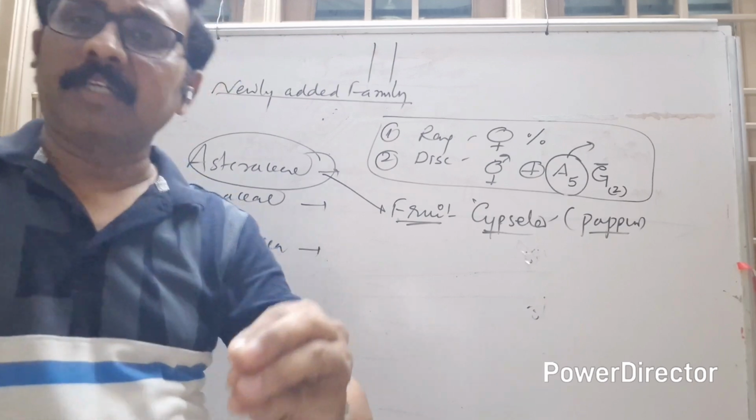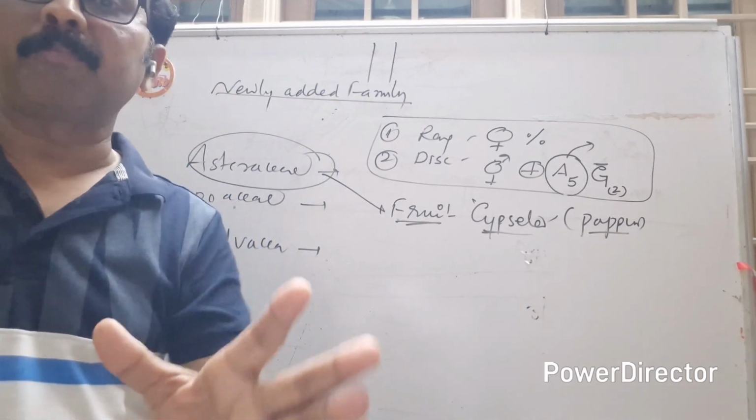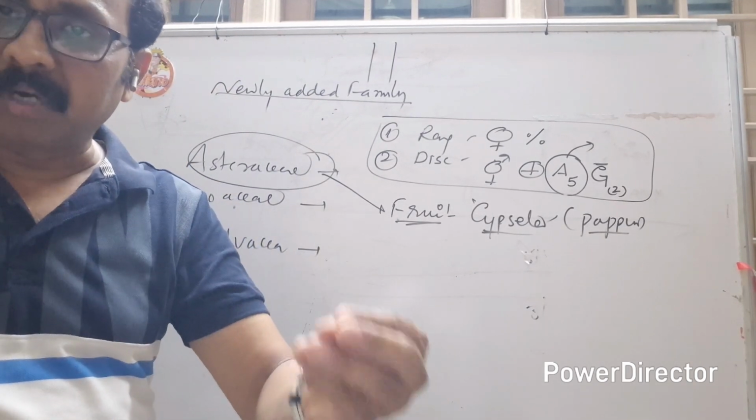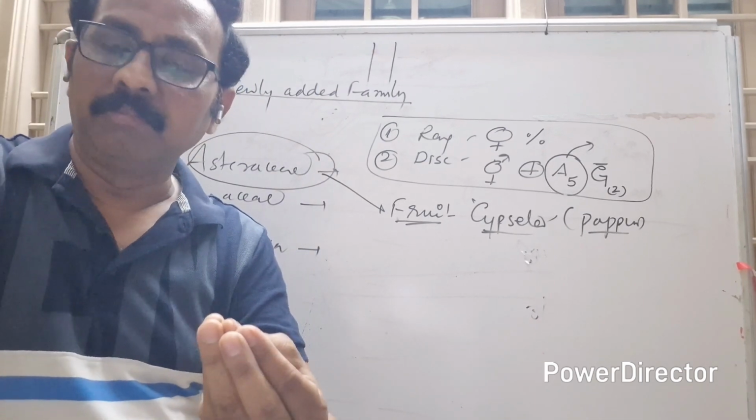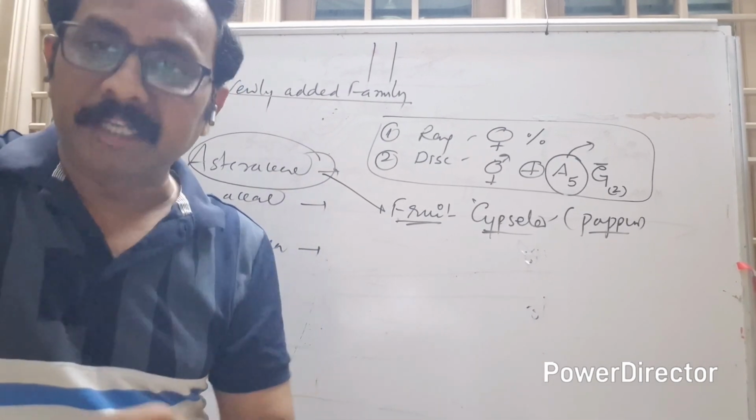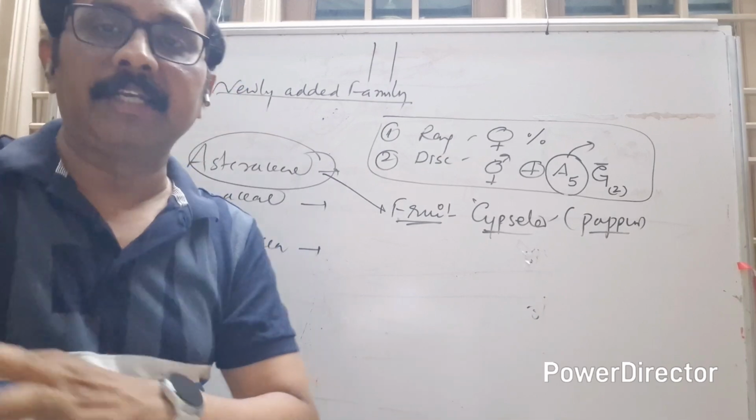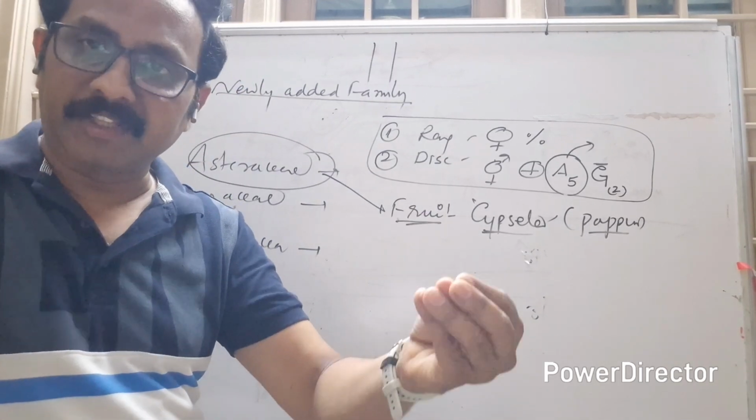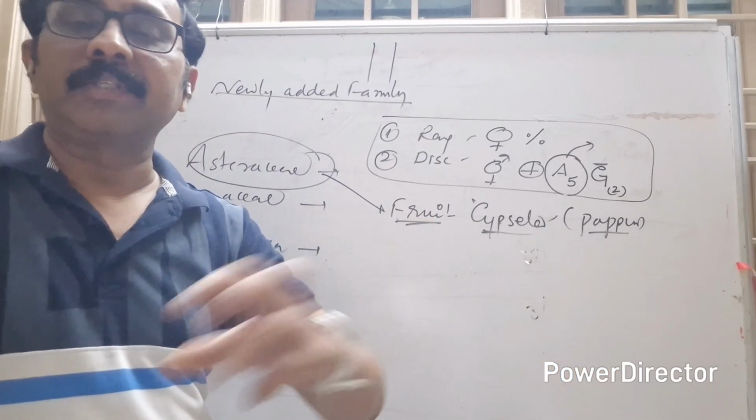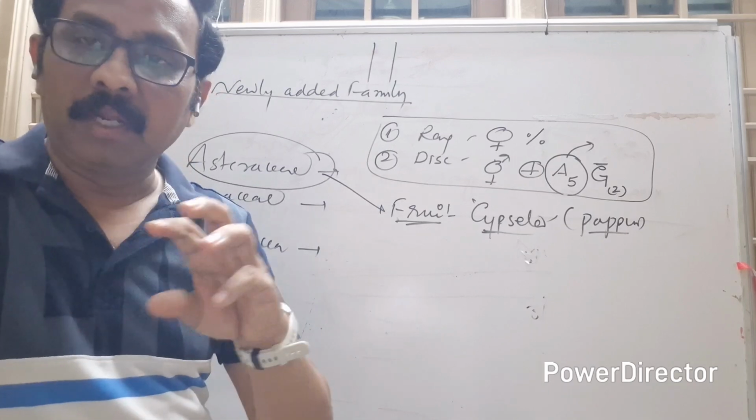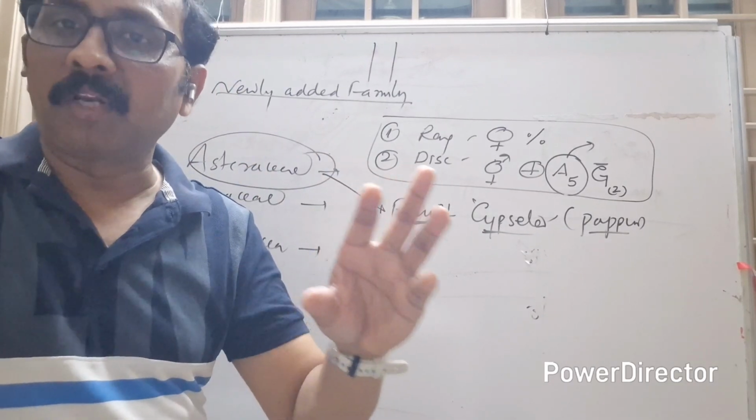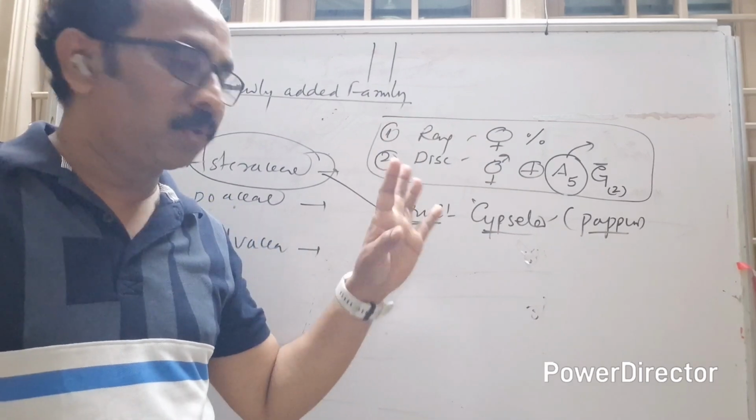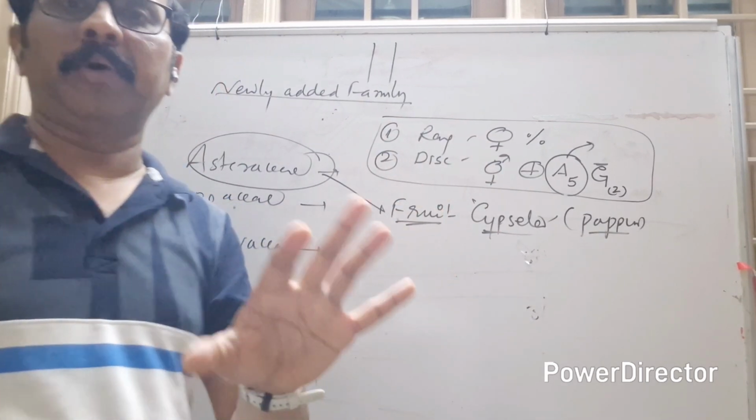If they ask about the economic importance of Asteraceae, chrysanthemum and sunflower are important. Sunflower is an oil-yielding plant, as the seeds yield oil. Chrysanthemum and marigold are ornamental plants. Parthenium hysterophorus is a pollen-allergic plant also belonging to Asteraceae. You have to remember this.